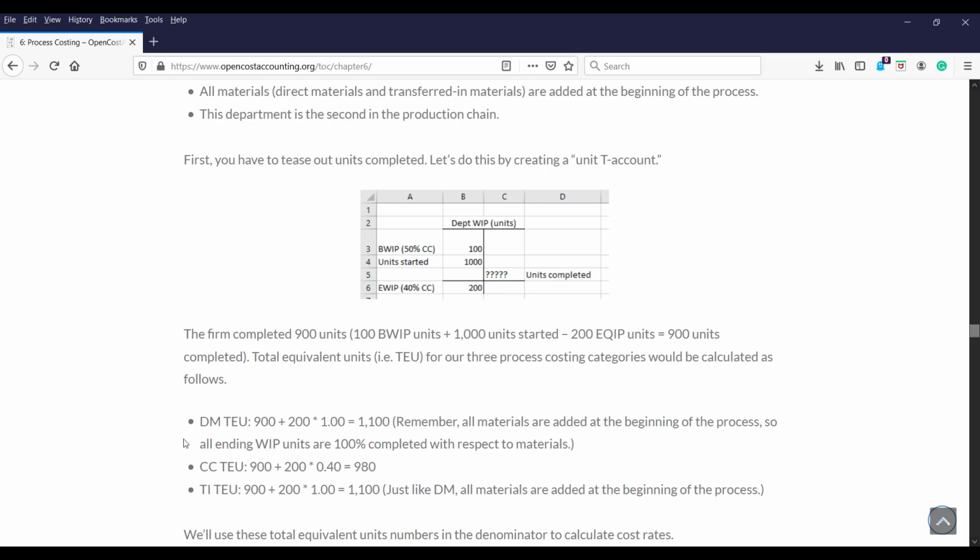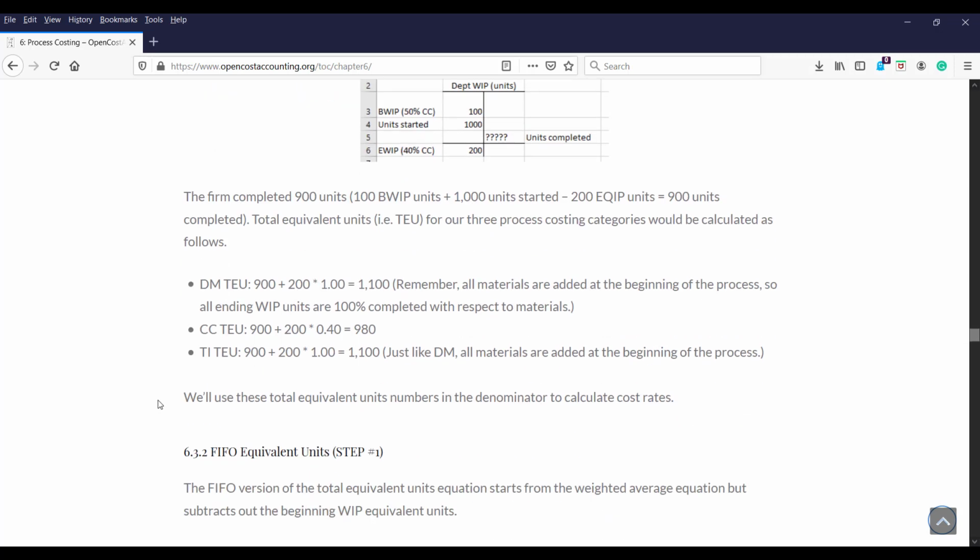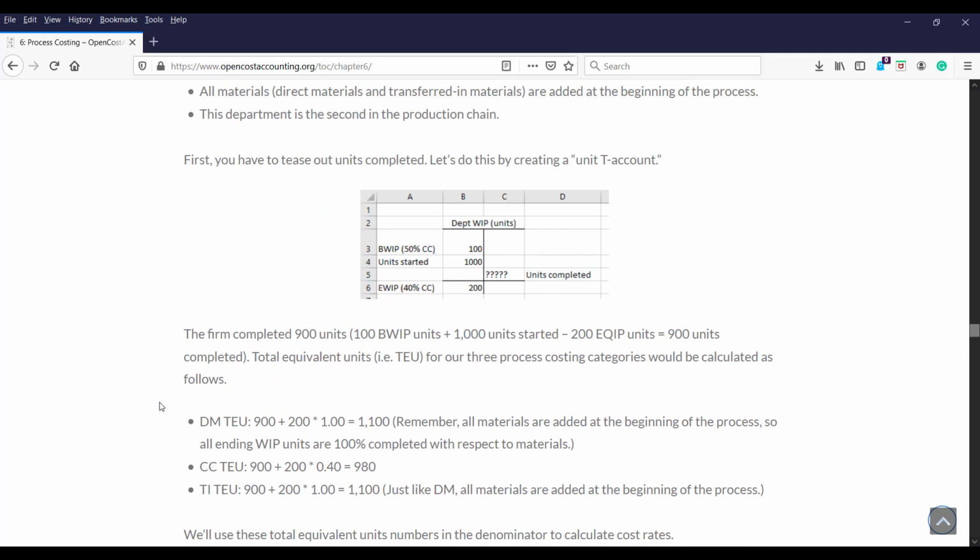All right, so we have 3 different total equivalent units that are going to form the denominator for our rates later. That's how we would do it in weighted average.